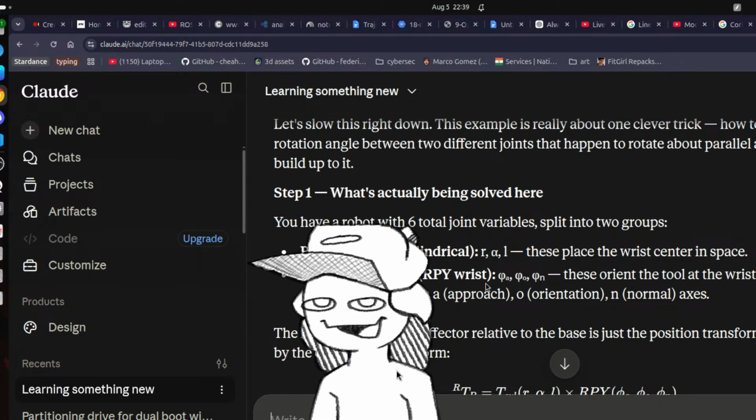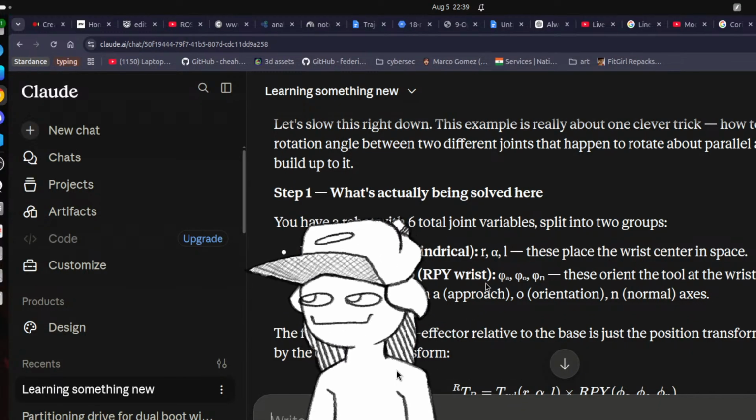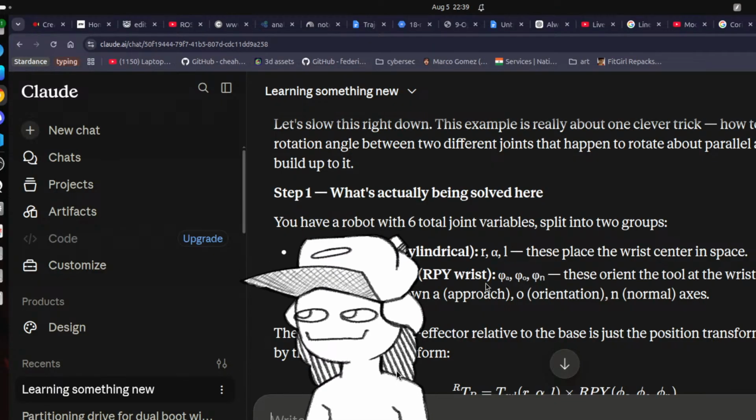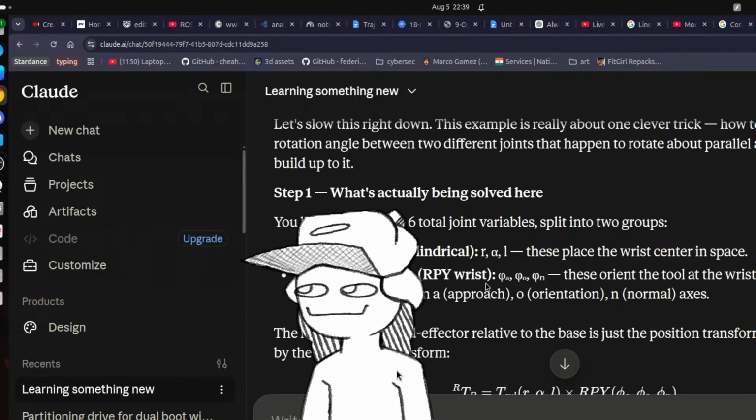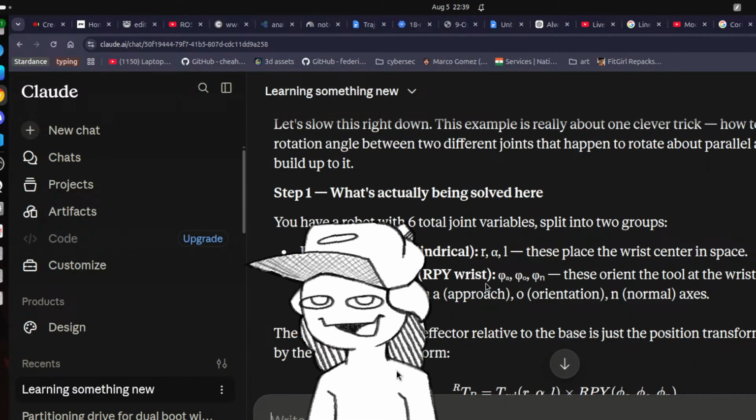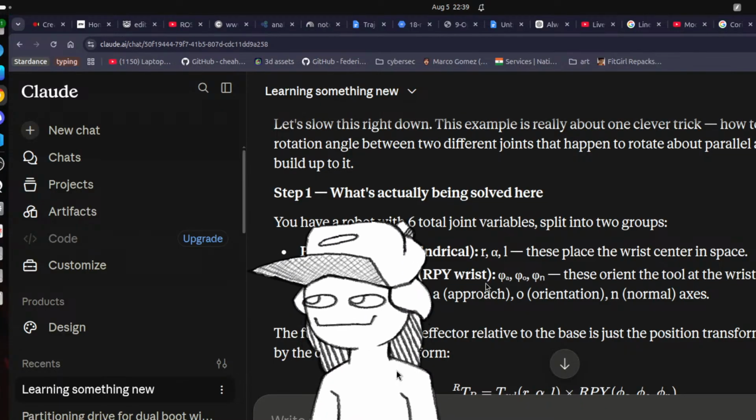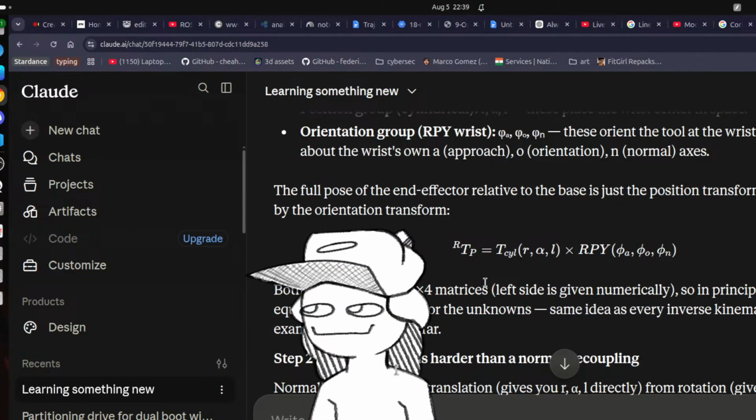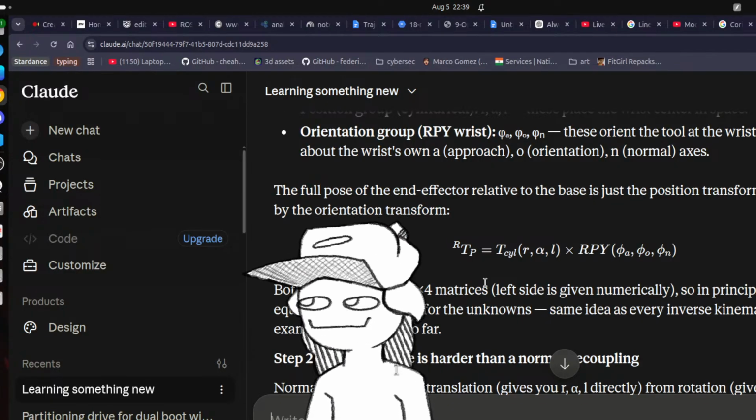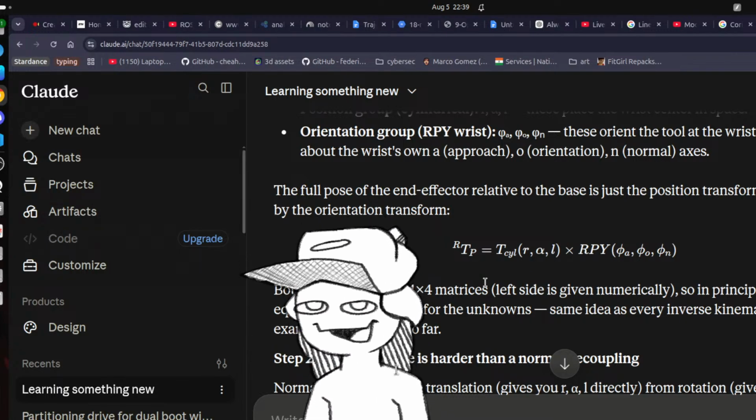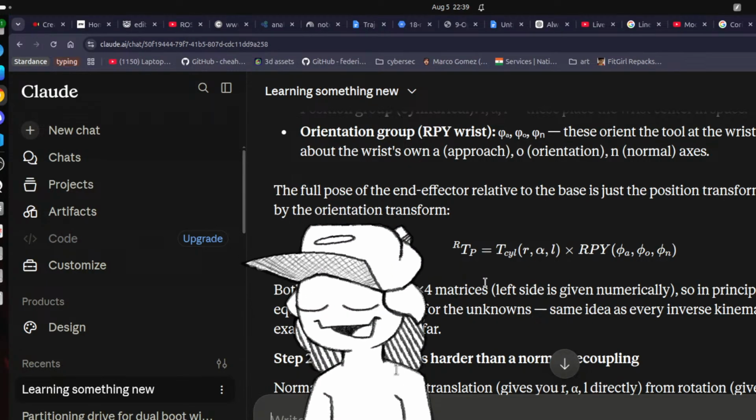Robot with fixed joint variables. Position group and the orientation group. The position group displaces the wrist center in space. The orientation group represents the tool at the wrist by rotating about the wrist's own position. The full pose of an end effector relative to the base is just the position transform followed by the orientation transform.